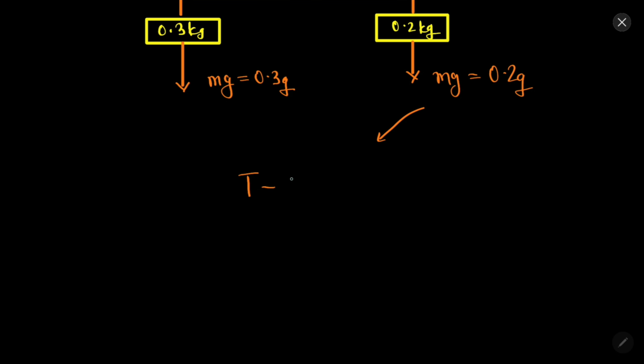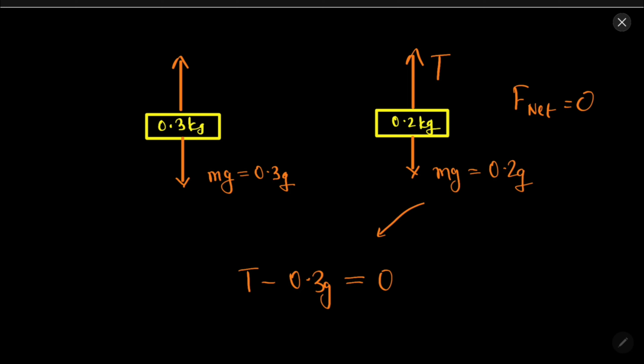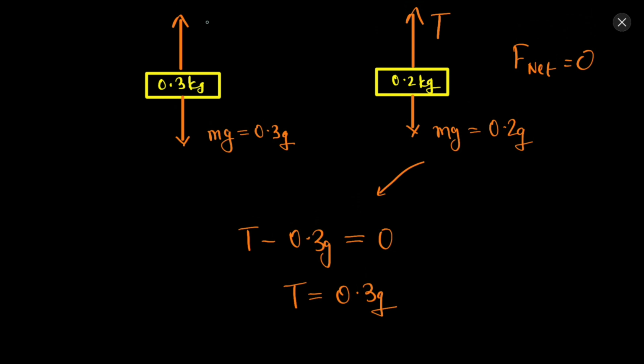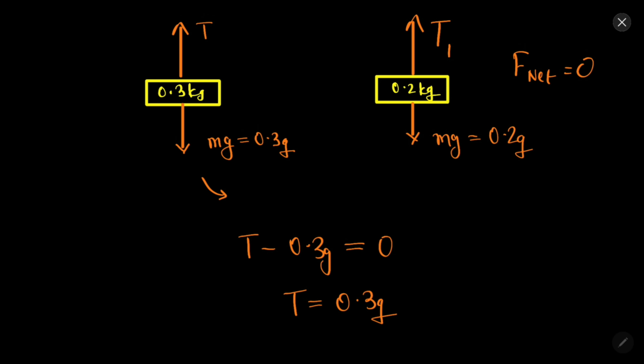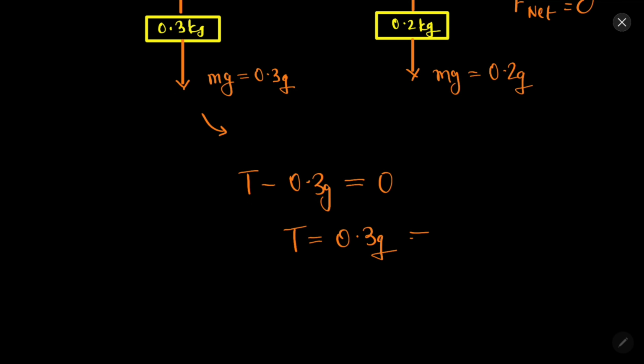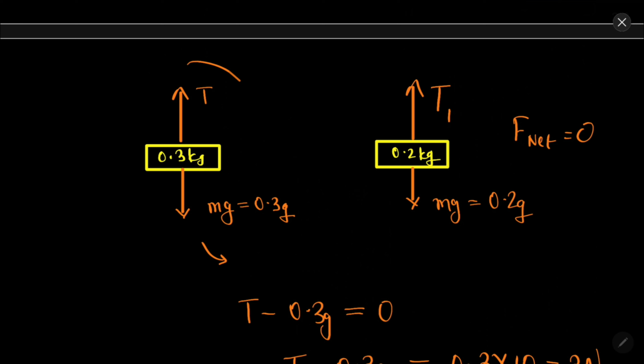Okay, so here T minus 0.3 g equal to 0 because this is at rest, so F net is 0 for this situation. So tension comes out to be 0.3 into g. Oh sorry, not this one, this tension, and let's call this one T1. So T will be 0.3 g. Now g is approximately 10, so 0.3 into 10 gives us 3 Newton. So the tension on this object upward will be 3 Newton.